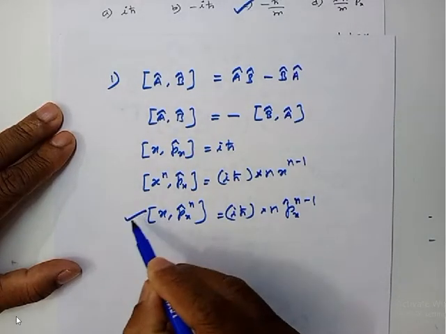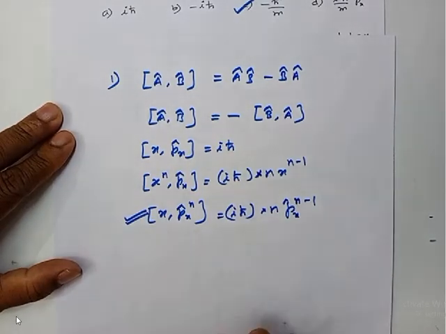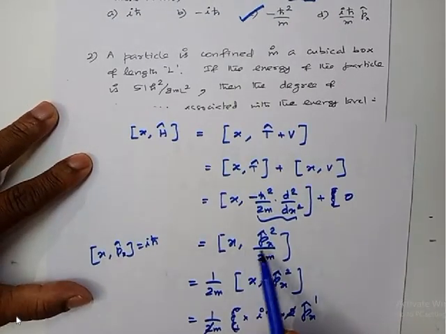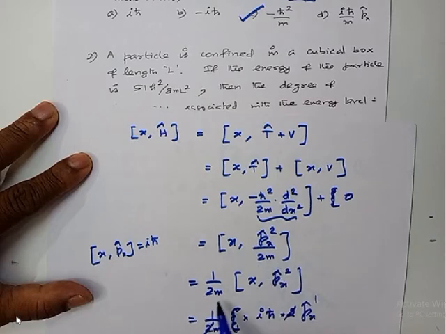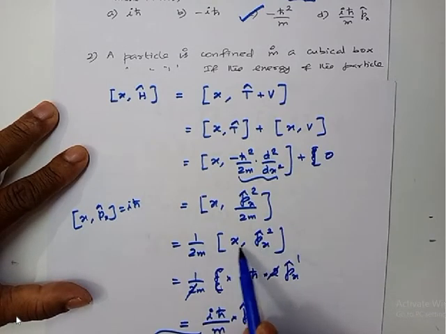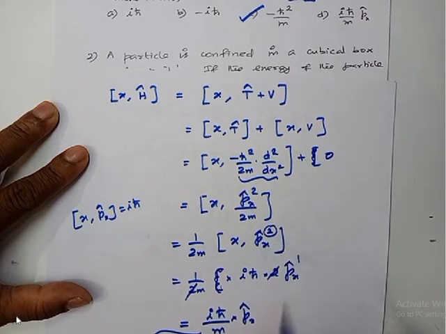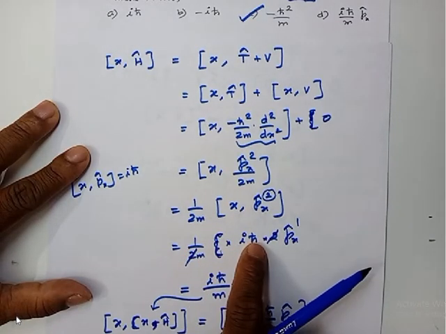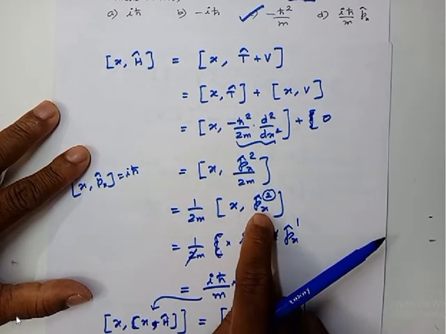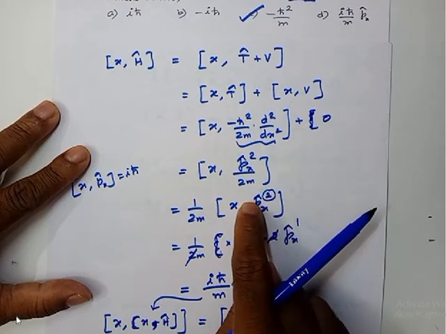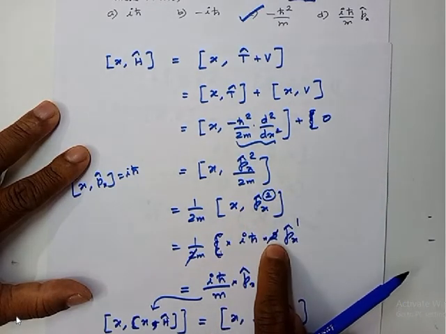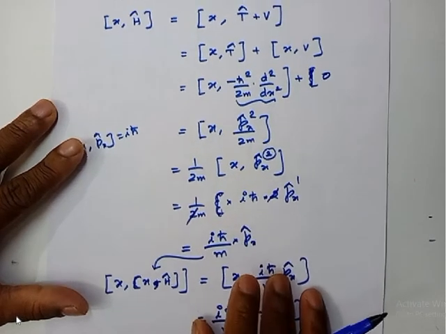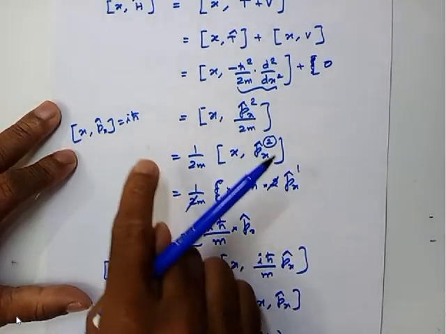So what I did here, I used this formula and found the value of the commutator. See here, I used px square by 2m. I took 1 by 2m out, so we have x comma px square, and now the value of n is 2. So what is the commutator for this? It is nothing but iħ. Keep iħ as such, and apply the formula 2 into px^(2-1), so 2 into px^1. So we got this answer for x comma H operator.